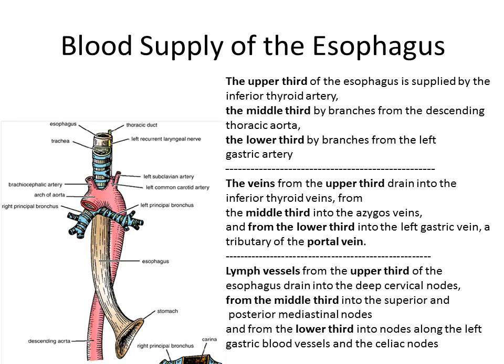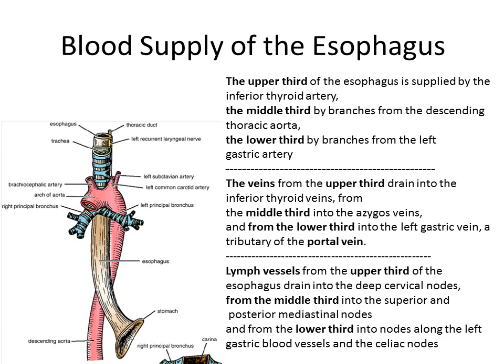The blood supply: the upper third of the esophagus is supplied by the inferior thyroid artery, the middle third by the descending thoracic arteries, while the lower third is supplied by the left gastric artery. The venous drainage: the upper third drains into the inferior thyroid vein, the middle third into the azygos, and the lower third into the left gastric vein, and then to the portal vein.